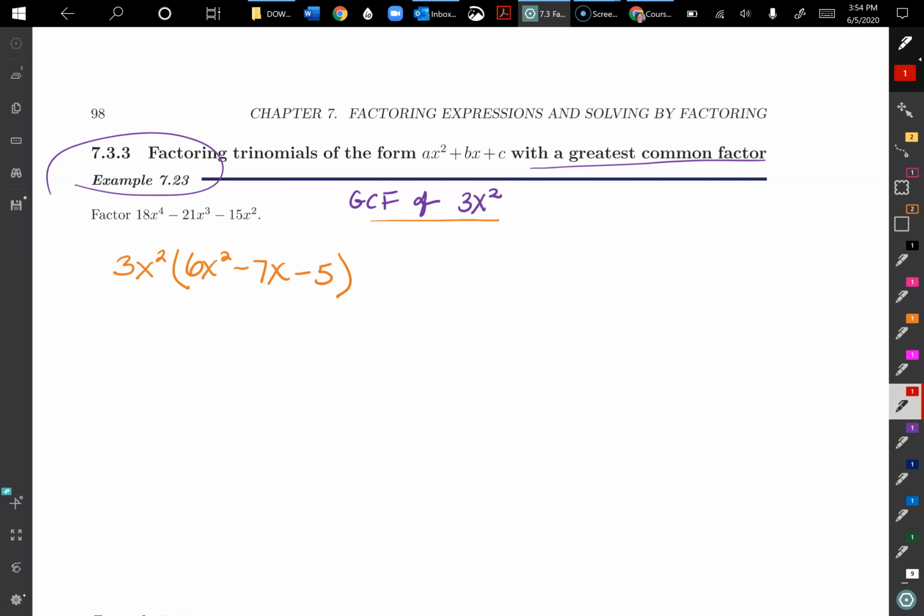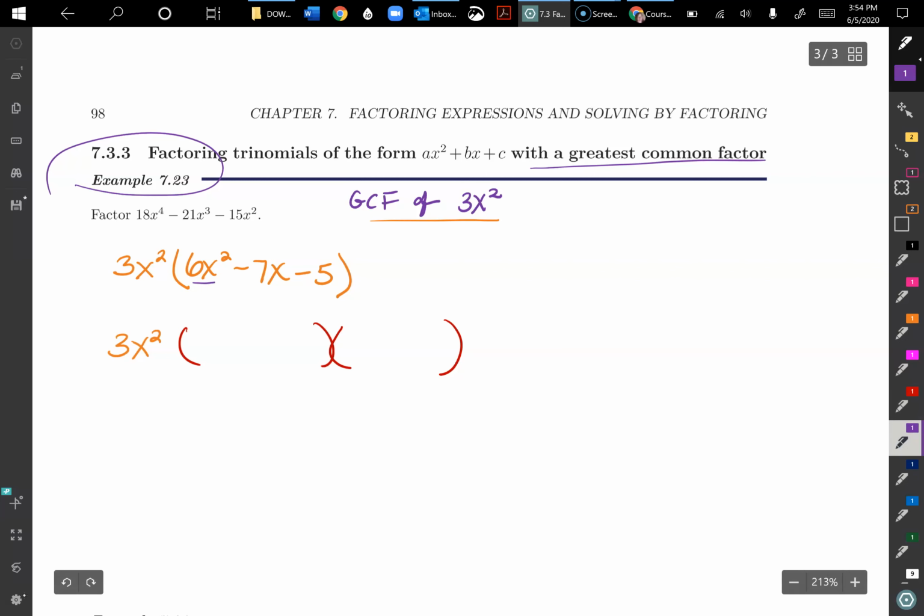So now I'm just going to bring down this 3x squared, and I'm going to make my skeleton here for my trial and error. And I know I need to have the 6 split up. I have a couple of different choices. I have a 6 and a 1, and a 3 and a 2. I don't have too many different issues going on. So I'm just going to randomly try. Let's try 3x here and 2x here. Because this is pretty small, so I don't think I'm going to need a 6 and a 1. I think that would come out too big.